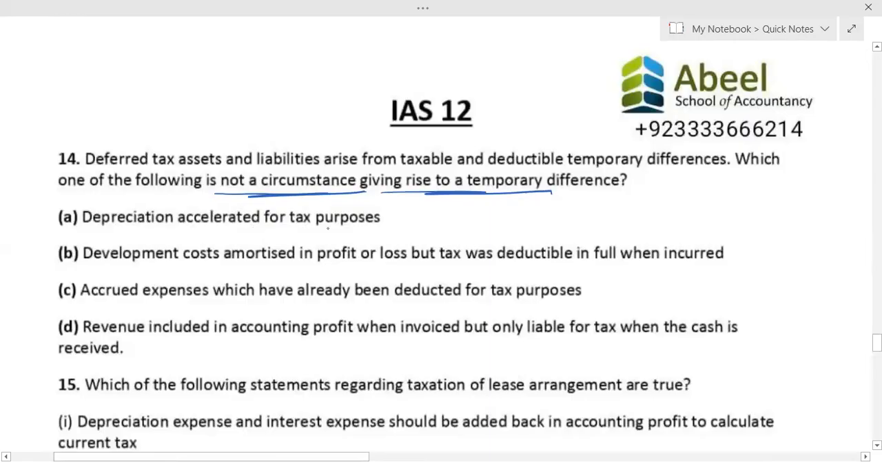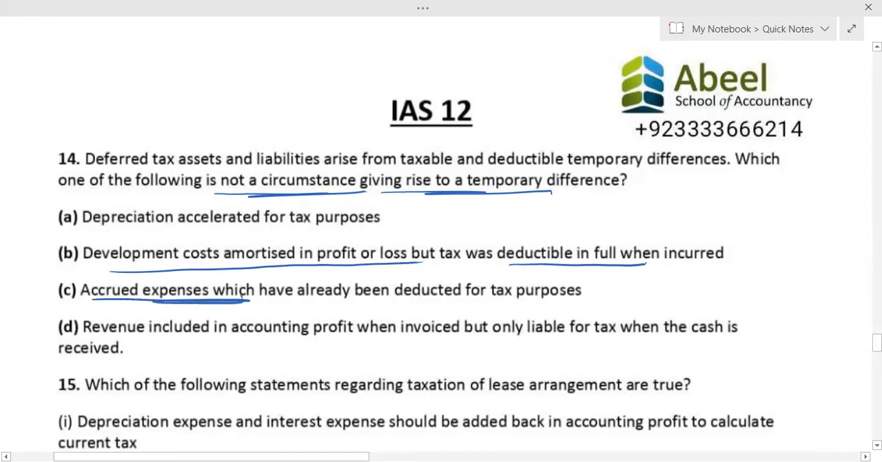Depreciation accelerated for tax purposes. If you are getting more depreciation for tax purposes and less depreciation for accounting purposes, then a temporary difference will arise. Development costs amortized in profit and loss, but tax was deducted in full when incurred. So point B, definitely a taxable difference will arise. How? We have capitalized the development costs and are slowly amortizing them, but according to the taxation authority, treat the entire development cost as an expense. So there's a difference between the accounts and tax treatment.